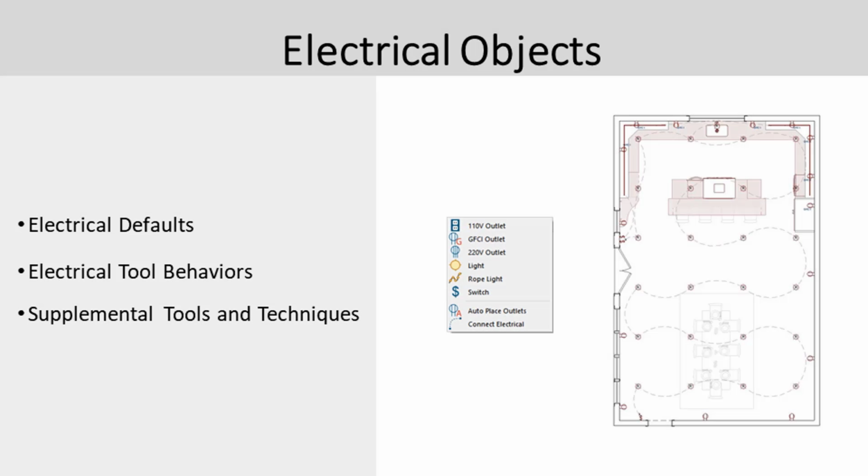In this video, we're going to look at placing electrical objects. We're going to start by looking at the electrical defaults and what this means for placing electrical objects. Throughout the video, we will be looking at how the electrical tools work, and finally, we will look at some supplemental tools and techniques to maximize your efficiency when working with the electrical objects and tools.